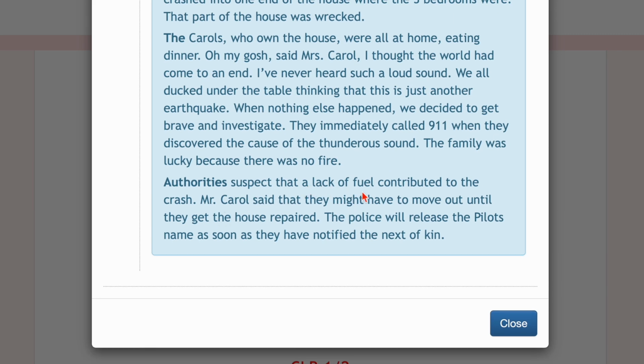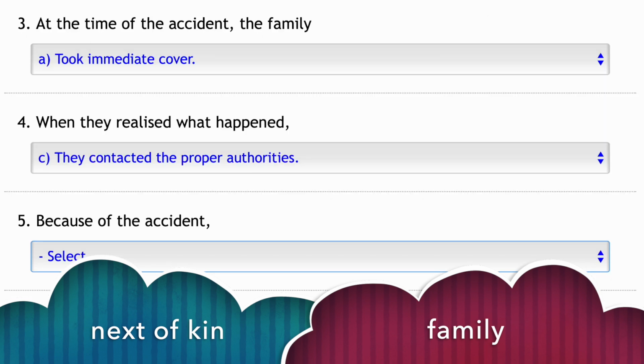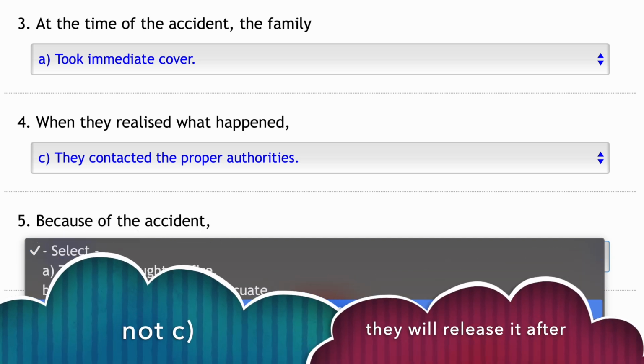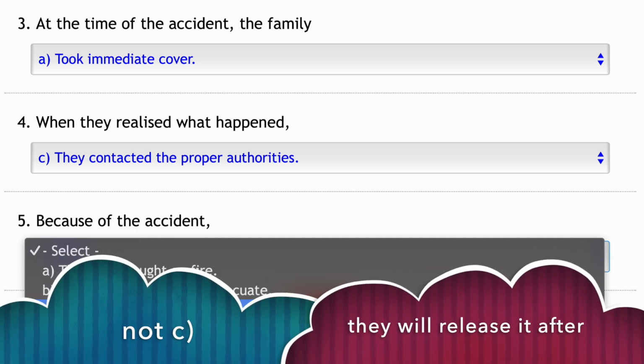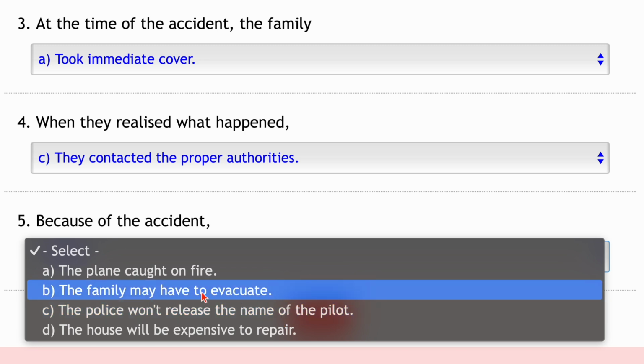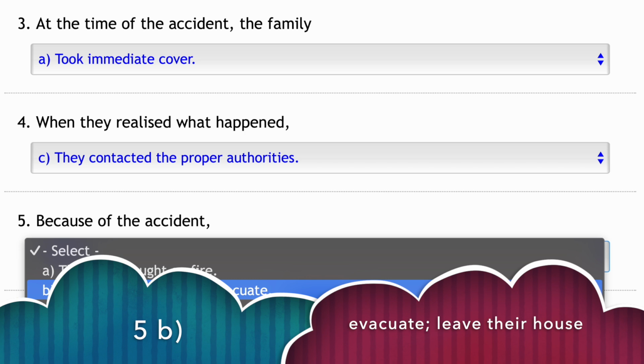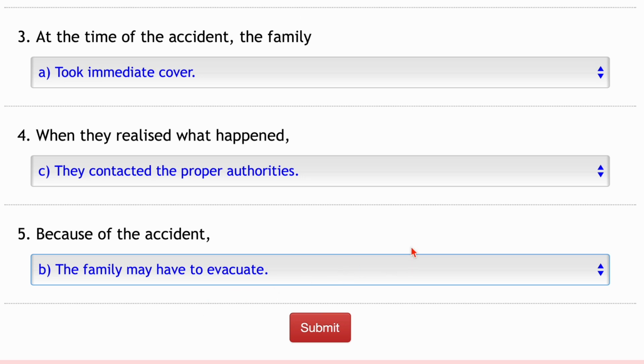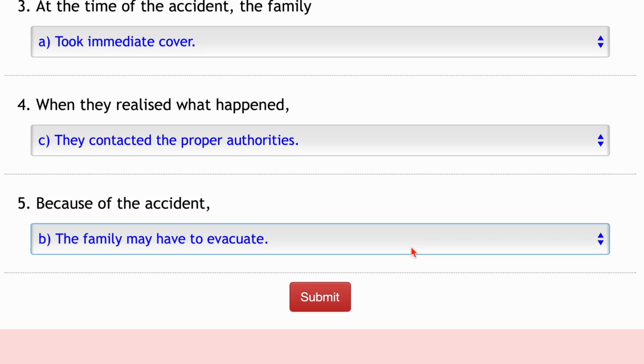Authorities suspect that a lack of fuel contributed to the crash. Mr. Carroll said they might have to move out until they get the house repaired. The police will release the pilot's name as soon as they have notified next of kin. Next of kin, family. So looks like not. They will release it after. So they may have to evacuate means they may have to move out of the house, leave, not be there until they fix it. Okay, so looks like we got everything.